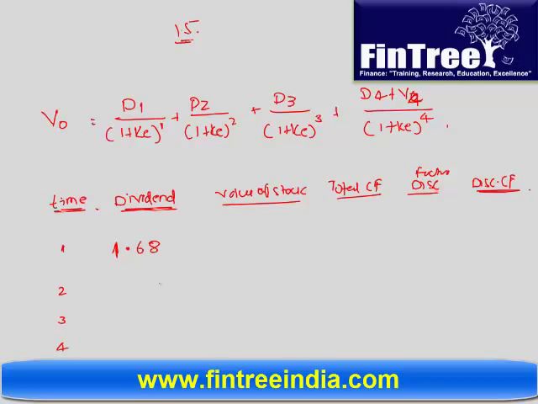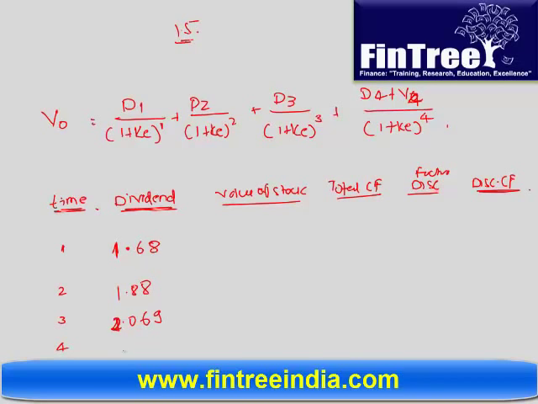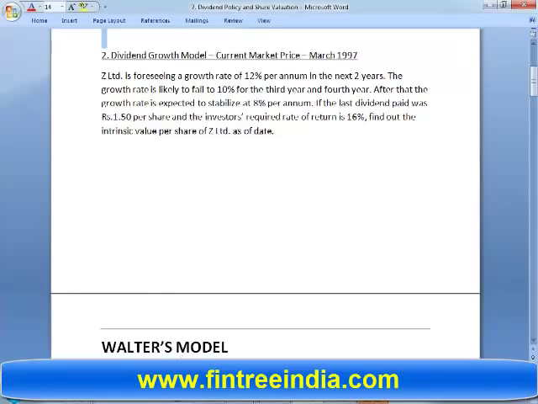Then time 2 would be 1.68 into 1.12 again. 1.88. Then 1.88 into 1.1, 2.069. 2.069 into 1.1, 2.28, and 2.28 into 1.08.